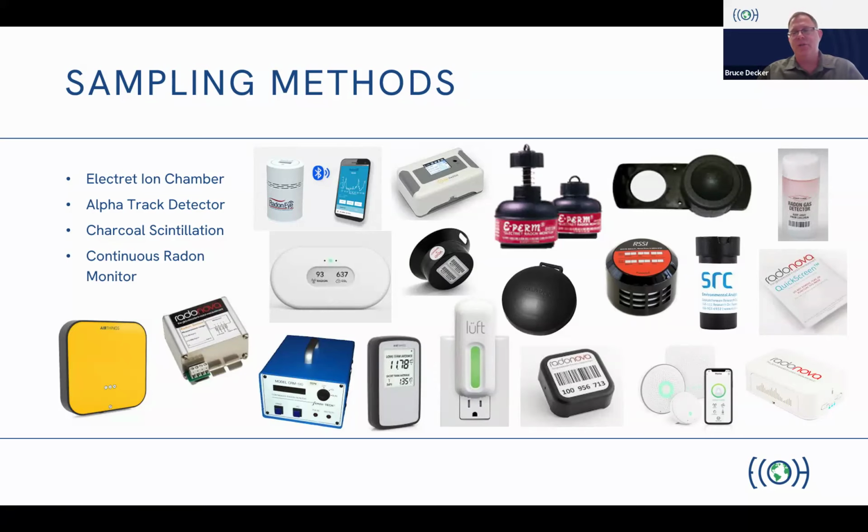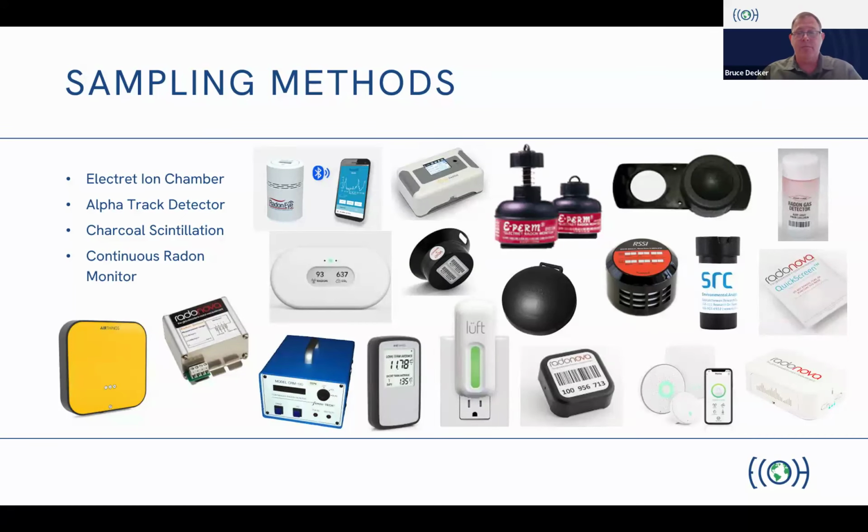Charcoal scintillation, which we typically don't use or shy away from in Canada. There's some challenges associated with that, and some accuracy challenges. It's a big mechanism in the States because they use that for real estate transactions, but we typically don't use it in Canada.